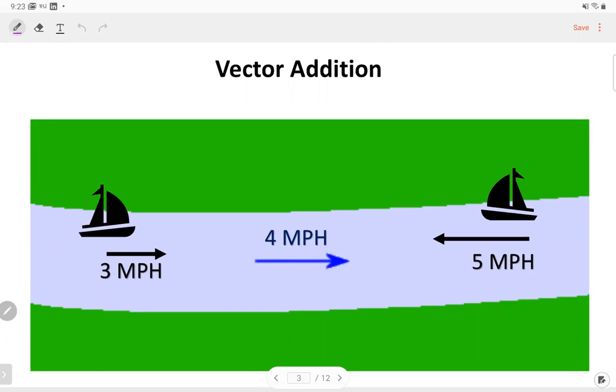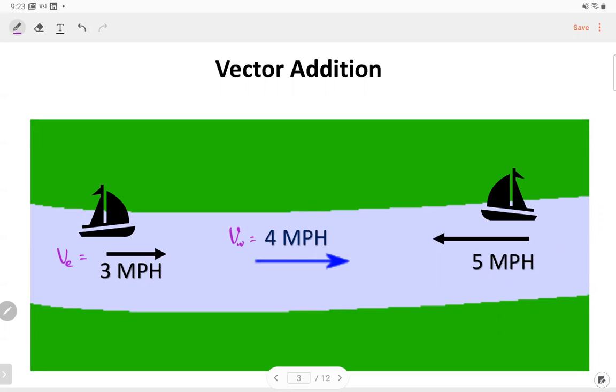I have an example. There is a river and the boat is in the river. And the water has a constant speed, 4 mph. This is the speed of the water. And for the left boat, the engine has a speed of 3 mph. This is the speed of the engine. The engine gives the speed and direction of this boat, and the direction of the water is parallel.